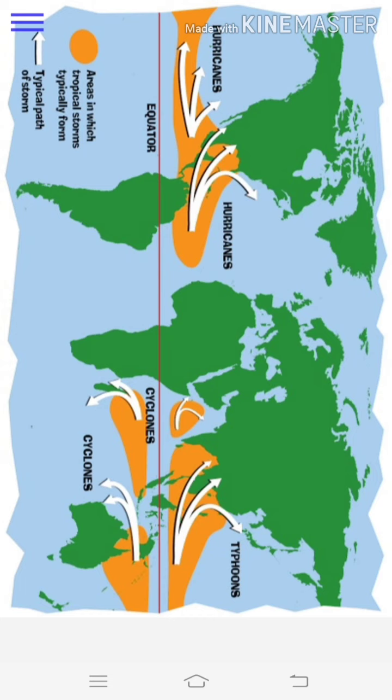So this is our normal view of a map. Different names are used for different places: typhoons in the China Sea, North China Sea, and in the Bay of Bengal also sometimes it's a typhoon. In the Indian Ocean and the Arabian Sea, it is known as a cyclone, and in the Atlantic and the Pacific Ocean, it is known as a hurricane, and so on.